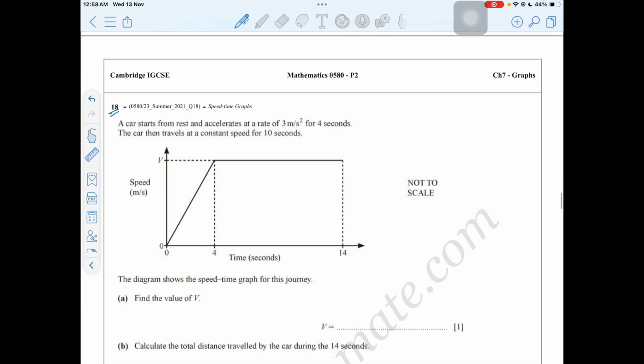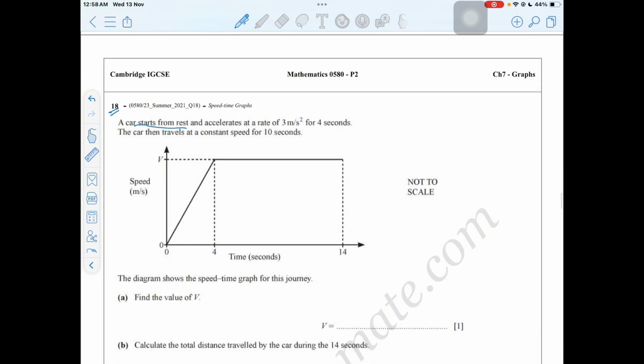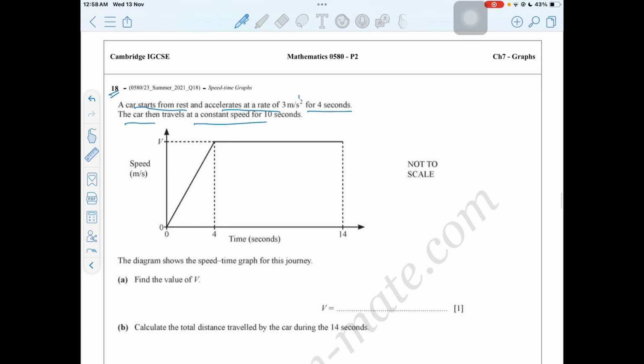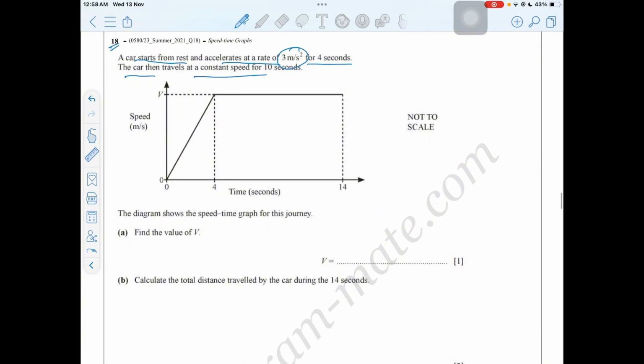Okay, so moving on, we have question number 18, where a car starts from rest and accelerates at a rate of 3 meters per second square for 4 seconds. The car then travels at a constant speed for 10 seconds. We are given the acceleration of 3 meters per second square, right? So first of all, we need to find the value of v.